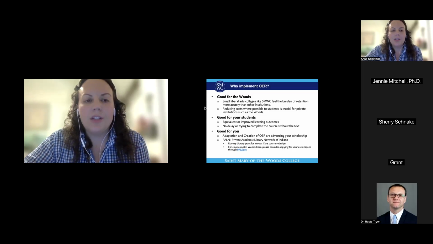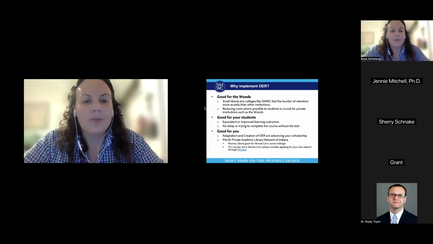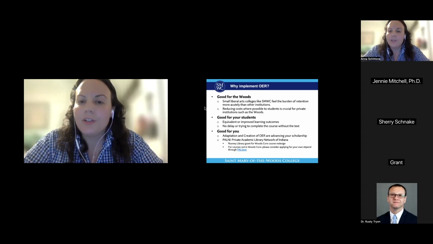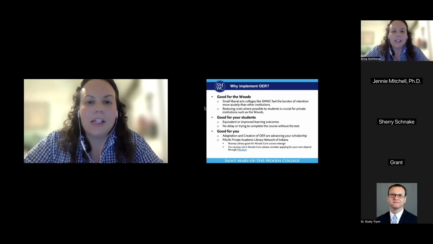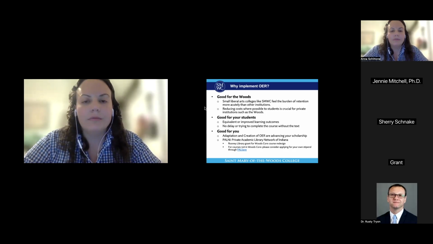And then reducing costs where possible to students is crucial for private institutions such as ourselves, right? And this is a way to, as small as it might seem to those of us who are out in the world, reduce any barrier to learning and continuing education for 18, 19, 20, 21, 22 year olds. It really goes a long way. The average cost of a Woods Core course textbook this semester is about $86.